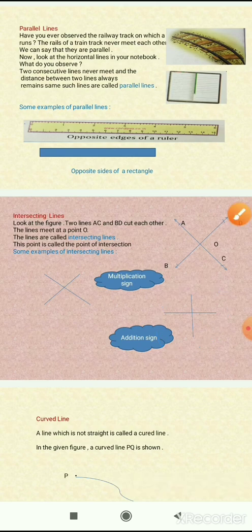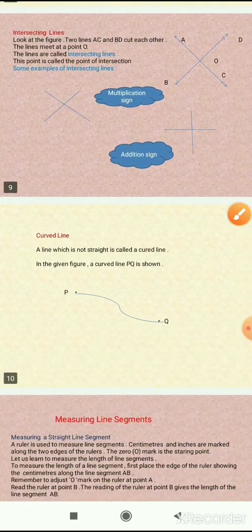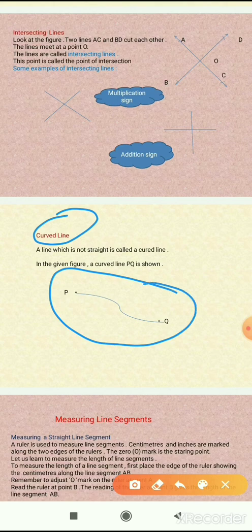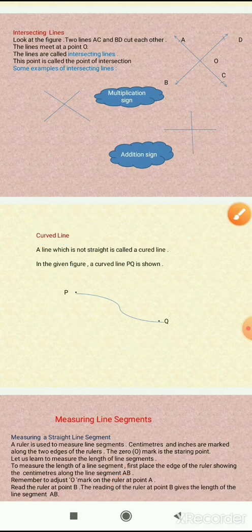Now we will see next type is a curved line. See here, a line which is not straight is called a curved line. So see this figure. Is this straight? No. So it is moving. Okay. So in the given figure, a curved line PQ is shown. So PQ is the curved line. Means it is not going straight.